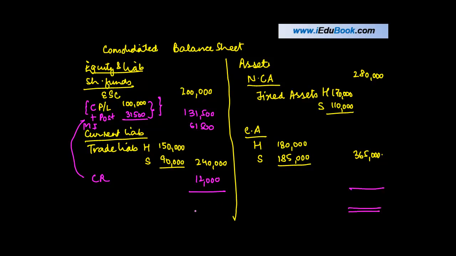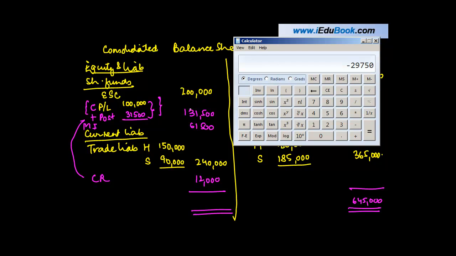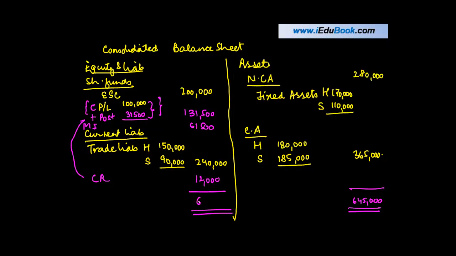Right? Should we do the total, please? So this is 280 plus 365. This will be 6,45,000. And let's see the other one as well. So you have 200 and 131. So this will be 331,500. Right? Plus 61,500. Sorry. Okay, let me do 55,000 more here. 252. 6,45,000.